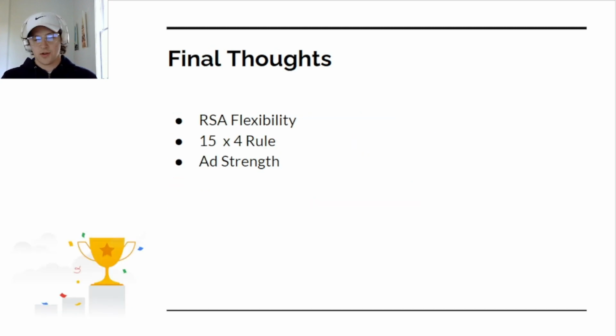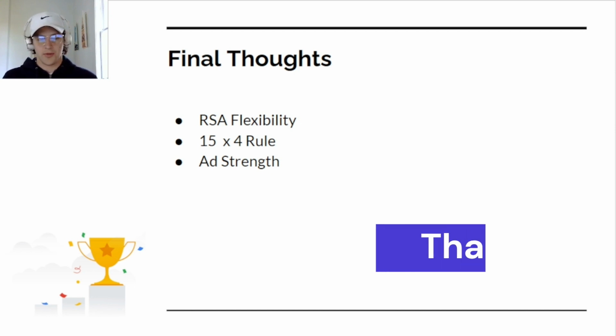So final thoughts. RSAs are extremely flexible and really useful in the Google Ads search ecosystem, right? So just ensure you're utilizing them to their full potential. Don't forget the 15-4 rule, right? So 15 headlines, 4 descriptions. Make sure you're maximizing all of your headlines and all of your descriptions. It's not required, right? But it's really vital to see your click-through rate and your ad strength increase and reduce your overall costs. So make sure you're maxing out all headlines and all descriptions.